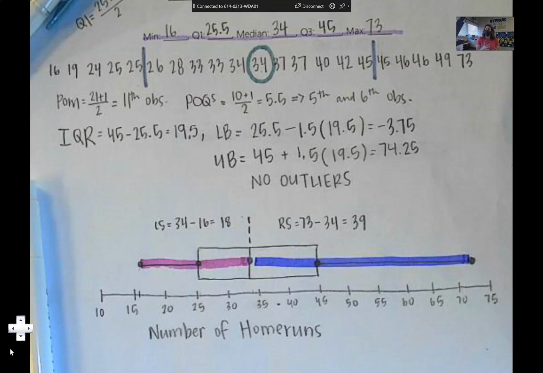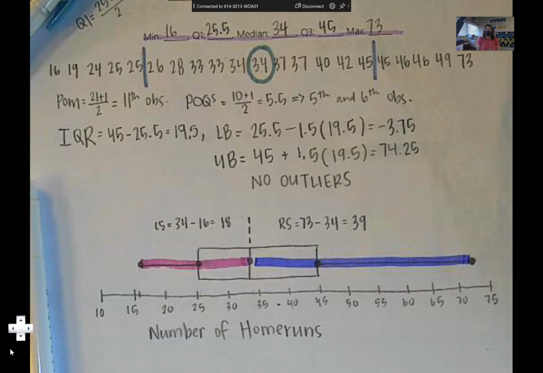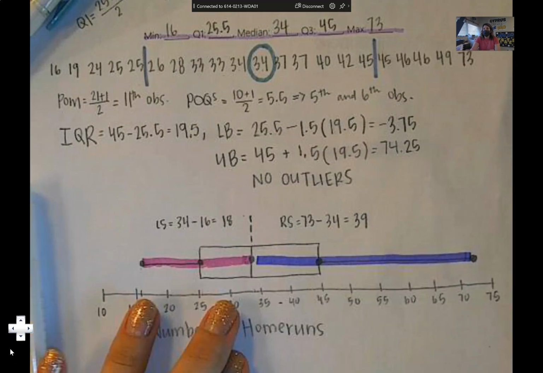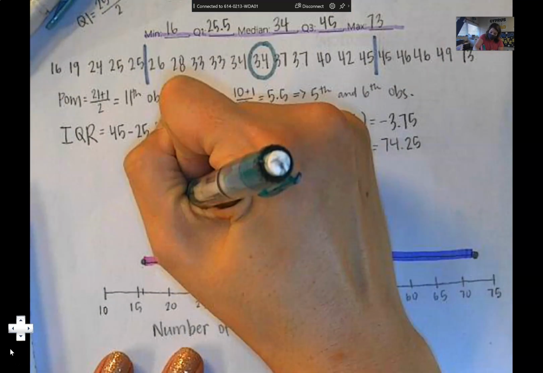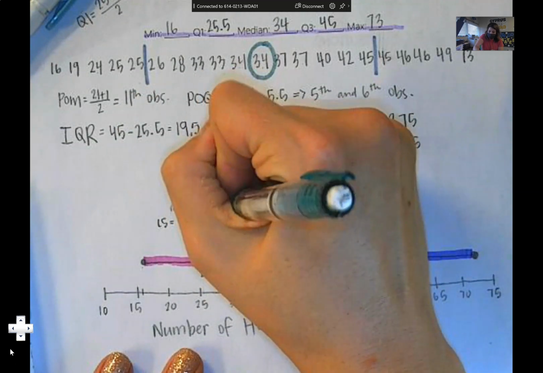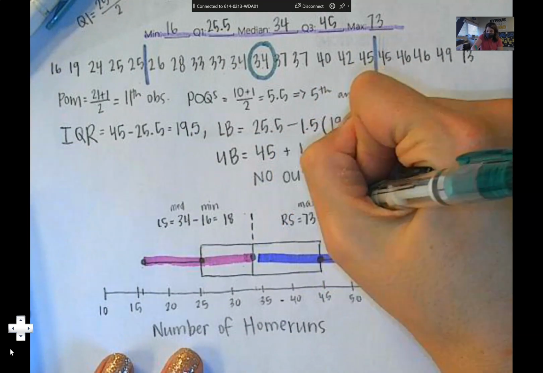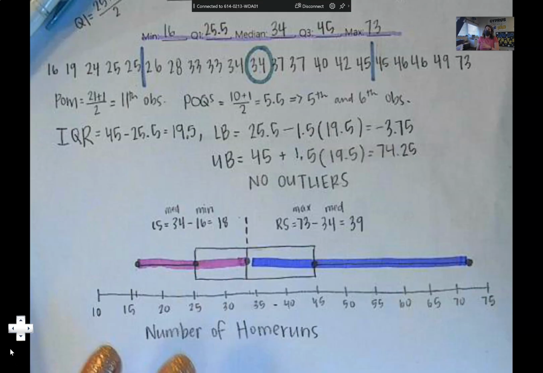If one side is longer than the other, you have a skewed distribution, and it's skewed to the side that is bigger. So what is the shape of Barry Bonds data? Right skewed. And you can do this for any box plot. So this was the median, subtract the min. This was the max, subtract the median. That works every single time.